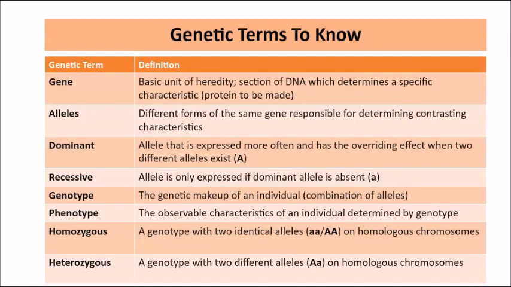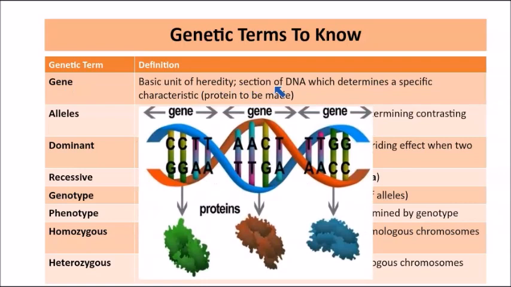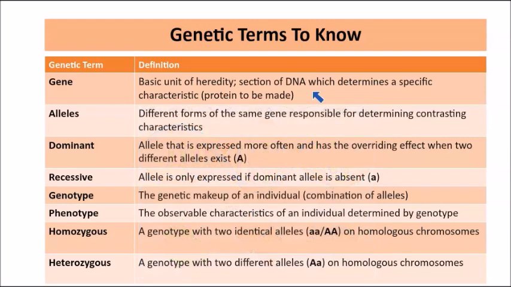So before we go on to actually look at how characteristics are inherited, it's important that you understand some key genetic terms. So I have a list here in this table of some terms that you really need to know the meaning of. So first of all, you should understand what is meant by a gene. It is the basic unit of heredity, a section of DNA which determines a specific characteristic or the protein to be made. So you would have understood this from the first video in the Genetics 101 series.